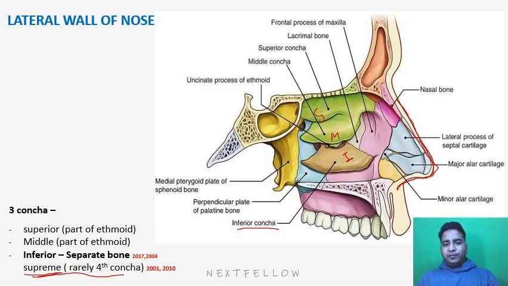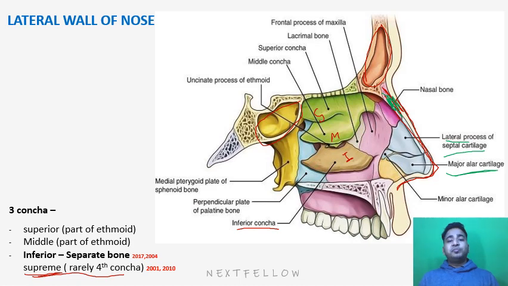So out of these, the inferior turbinate is a separate bone, and the middle and superior turbinates are not separate bones but part of the ethmoidal bone. Now we can see the lateral view of the nose, where posteriorly there is a sphenoid sinus, superiorly there is frontal sinus, anteriorly this is the nasal bone. If I mark it in green, this is my nasal bone. And then there is the lateral process of the septal cartilage and major alar cartilage, which we have already discussed in the previous diagram. So this is how the lateral wall of the nose is made.